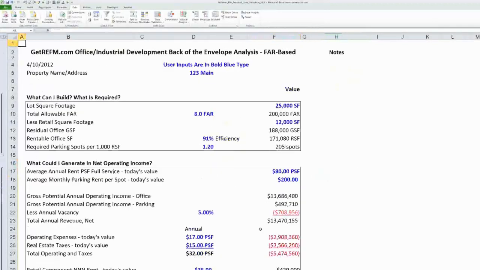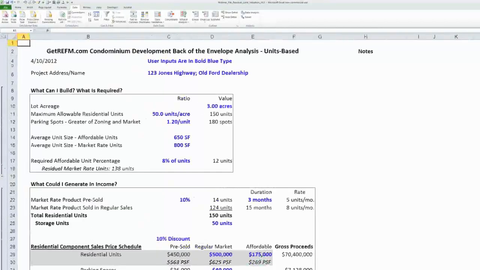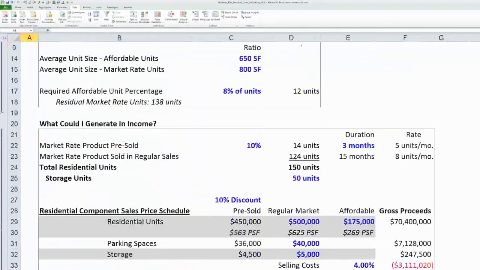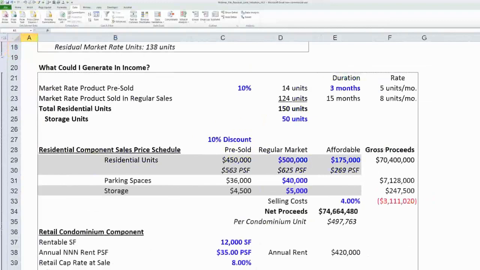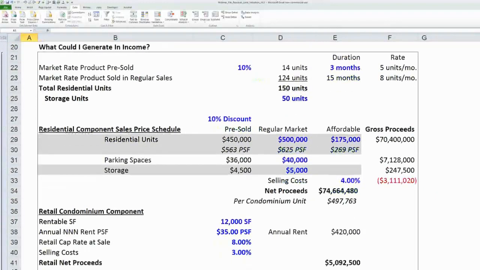All right, and so this is an example for an income-producing property. We can click next to the condo development model tab, which has the same exact setup, but this is for a unit sales asset. And so we ask these same exact questions, but instead of estimating income based off of rents and operating expenses, we estimate income based off of sale prices for individual housing units.